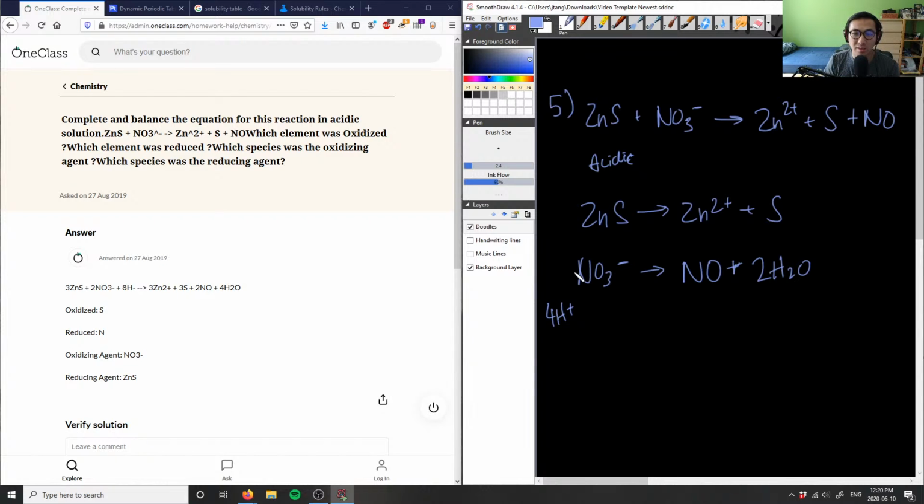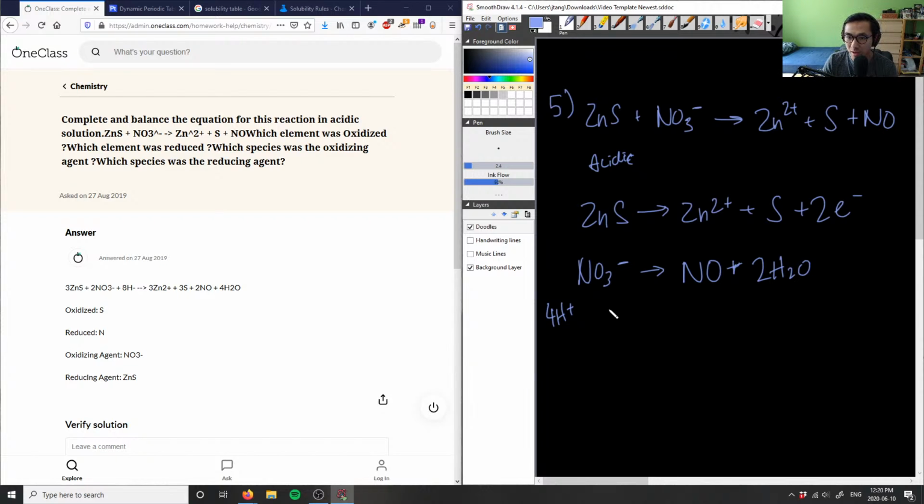Now that I've balanced the hydrogens and the oxygens, I have to balance out the charges as well. So let's balance the charges. I have ZnS yielding Zn2+ and S. So I have a 2+ charge here and a neutral charge here, which means I'm going to have to add 2 electrons to that side.